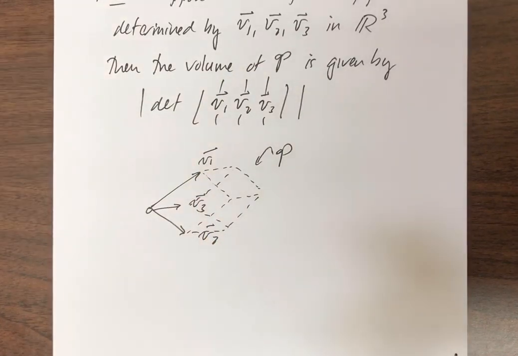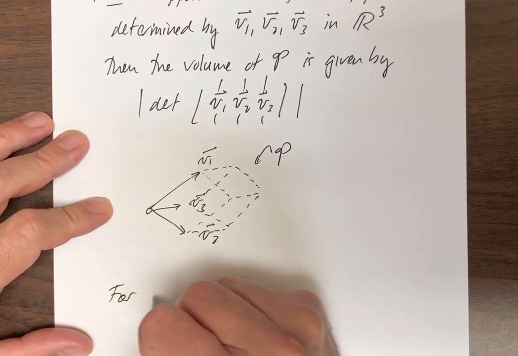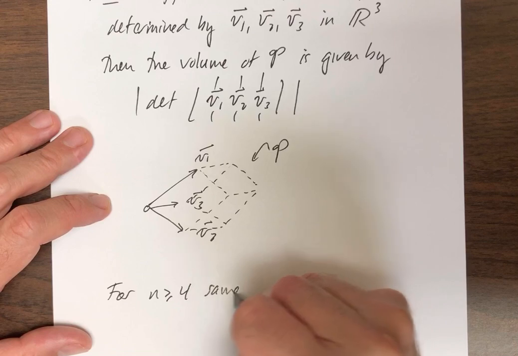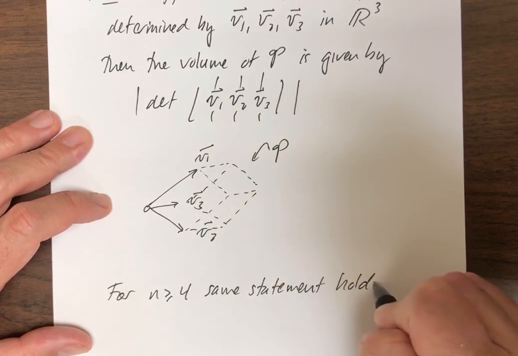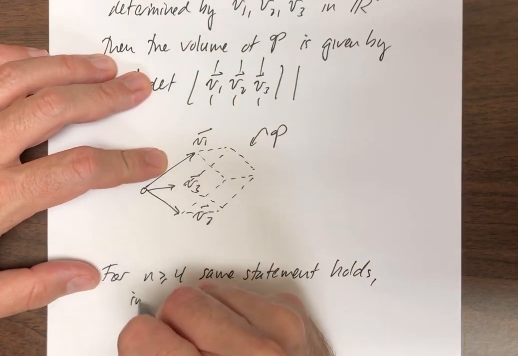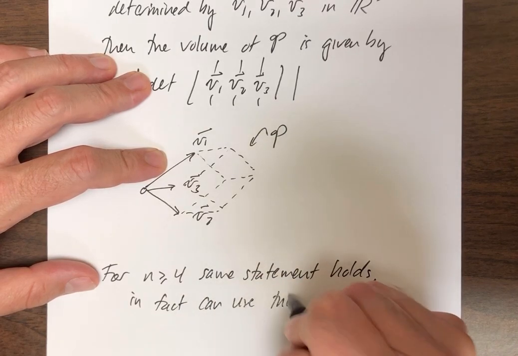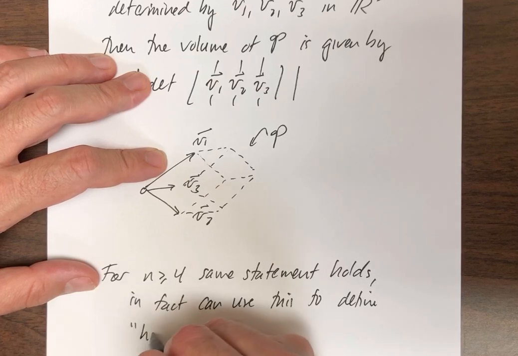And what's kind of cool then is you can keep going. So for n bigger than or equal to 4, the same statement holds. In fact, this is one way to define volume for higher dimensions. In fact, we can use this to define what we mean by higher dimensional volume.